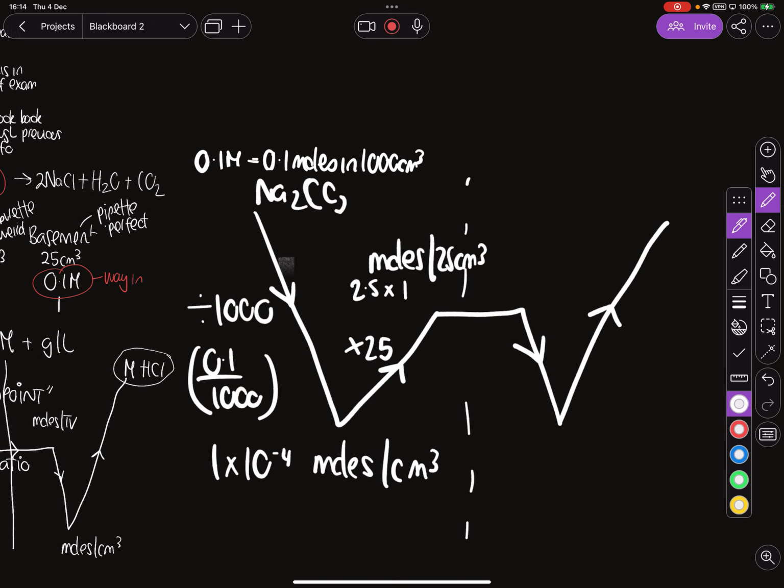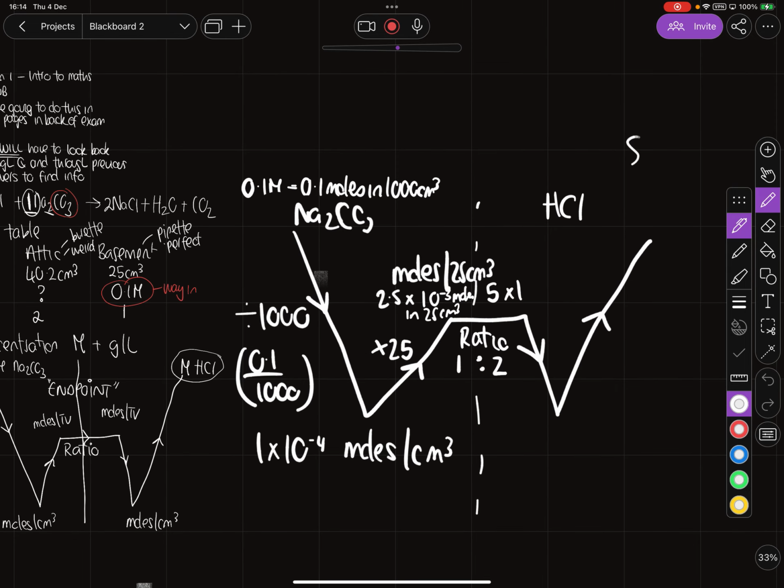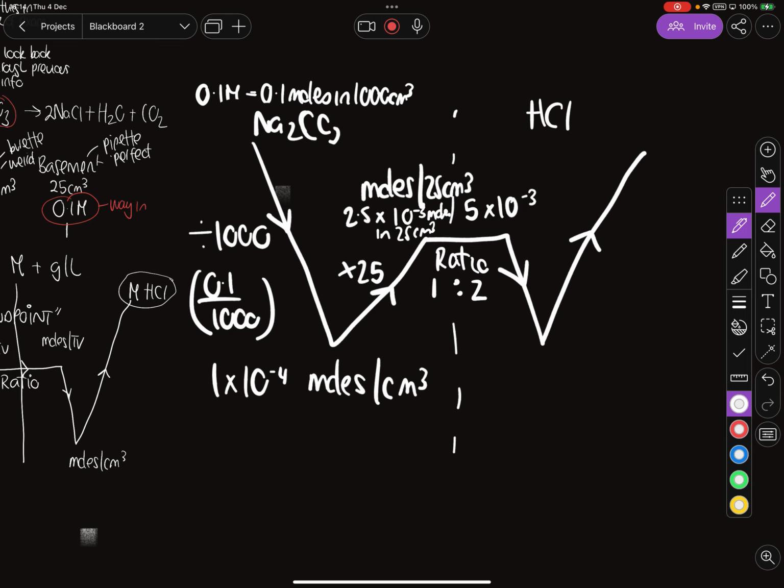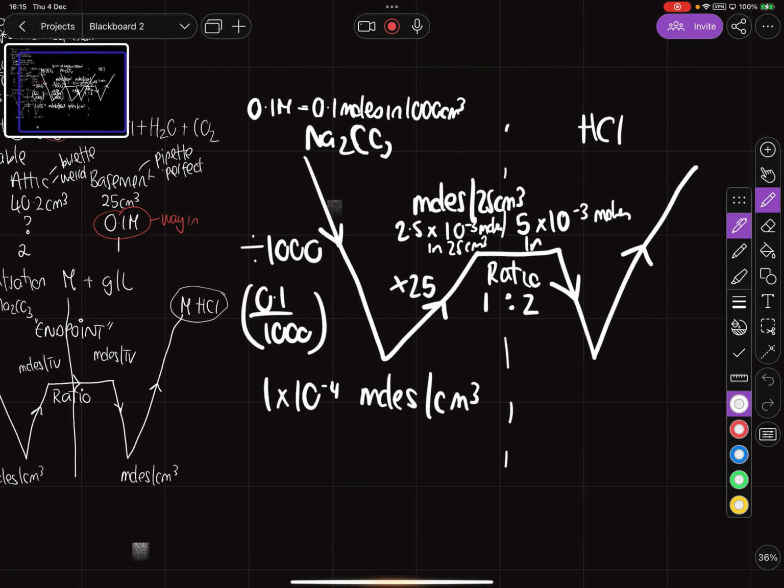So it's 2.5 by 10 to the minus 3 moles, and that's in 25 centimetres cubed. Okay, so at this point we're going to use our ratio, and our ratio here is 1 is to 2. So 1 equivalent is 2.5 by 10 to the minus 3. So to flip it to the other side, and remember this is the HCl side, I'm going to just double it. So it's going to be 5 by 10 to the minus 3 moles, and that is going to be in the 40.2 centimetres cubed.